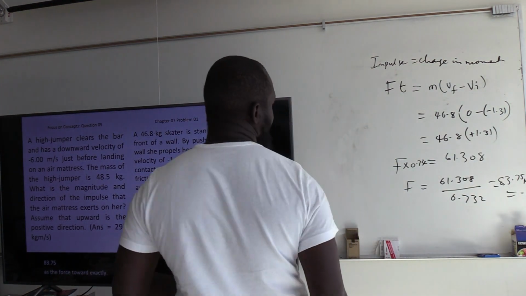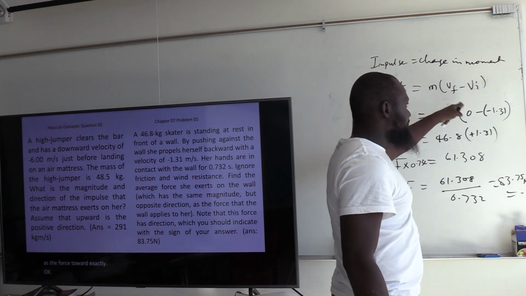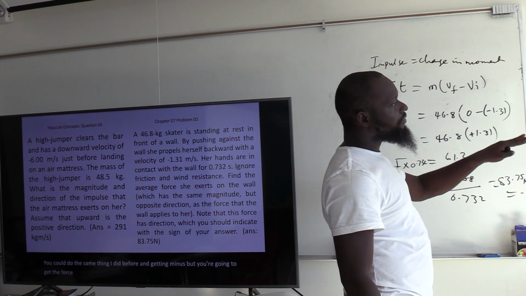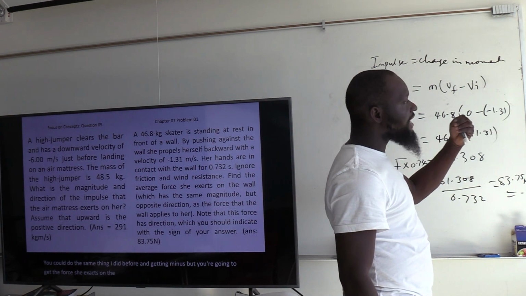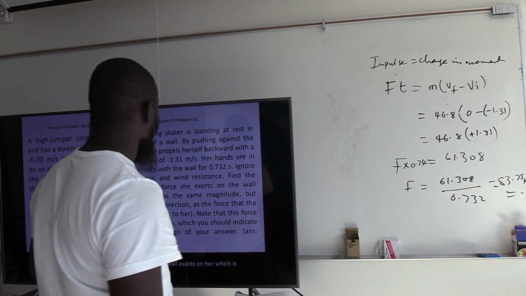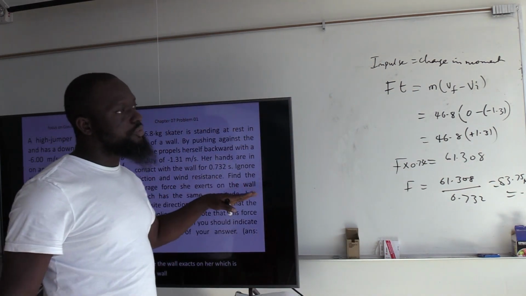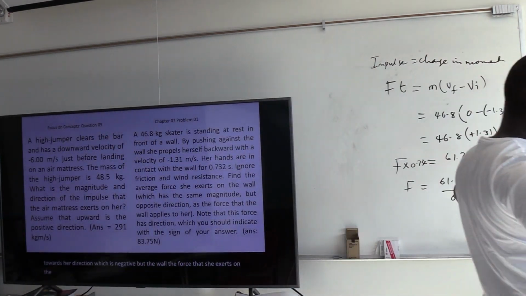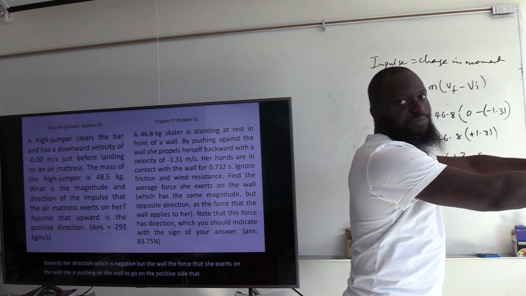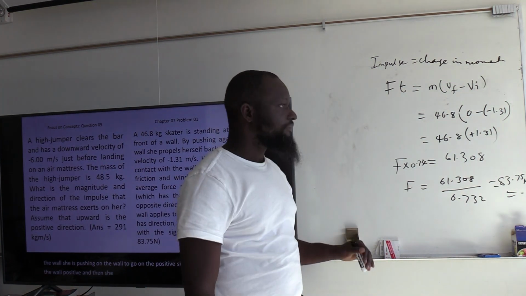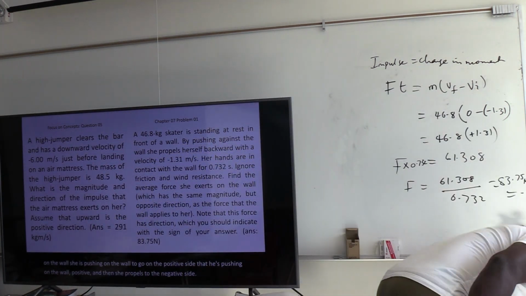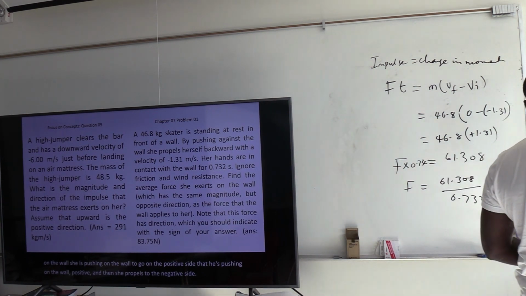Is that okay? You could do the same thing I did before and get a minus, but you're going to get the force she exerts on the wall. The force the wall exerts on her is towards her direction, which is negative. But the force that she exerts on the wall, she's pushing on the wall, positive, and then she propels to the negative side. Okay? Next problem.